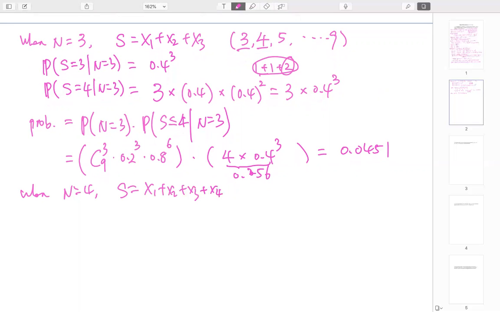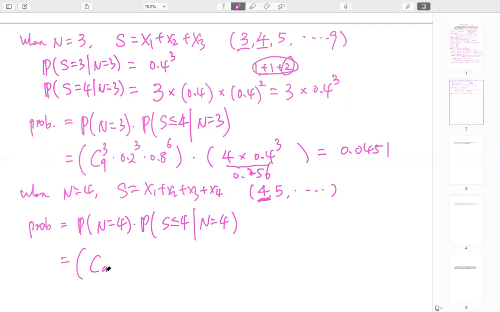Okay. Next is when n equals 4, my s is x1 plus x2 plus x3 plus x4. Okay. This is already under the condition. So the smallest value is actually 4, right? The next one would be 5. So I only need 4, and 4 is when all of them are 1. So this is actually easy to analyze. N equals 4, P(S less than or equal to 4) given n equals 4. So the probability that it is 4 is easily written in this form. And in this case, all of them must be 1. So it's 0.4 to the fourth, right? If you calculate, this is about 0.0017.